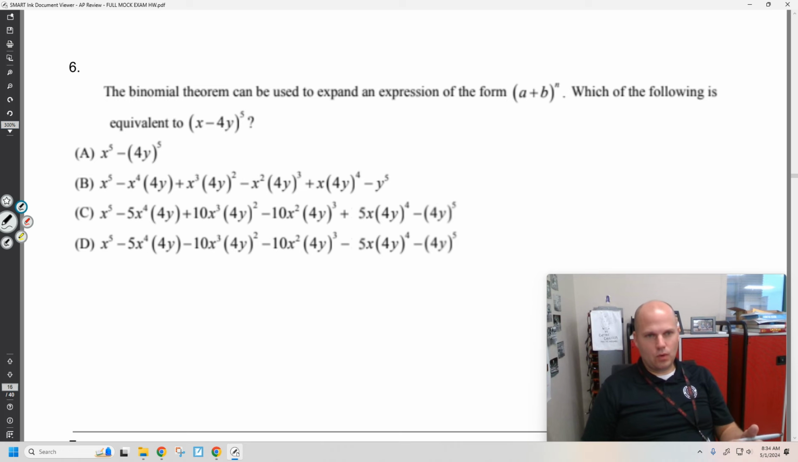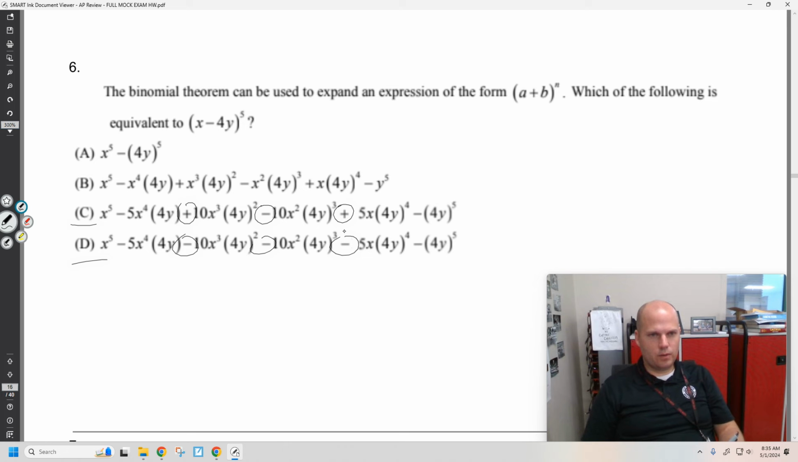I don't have to do the whole thing. I notice it's going to be either C or D. It's got the 1, 5, 10, 10, 5, 1, with one difference being the minus and the plus. This is a minus and a minus and a plus and a minus.